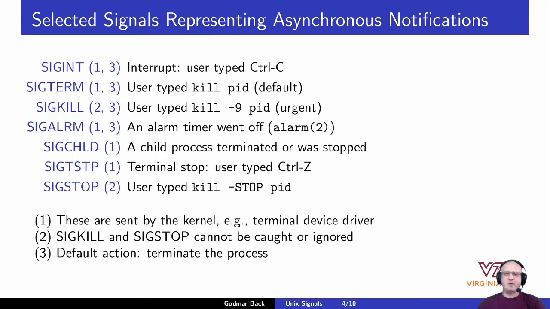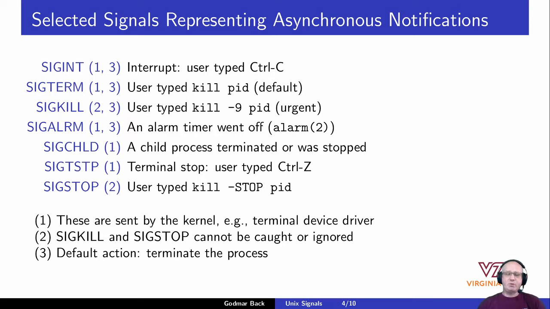The second group of events are the ones that are asynchronous with respect to the running process, right? These externally generated events. Let's look at some of them. So if the user types Control C on the controlling terminal of a process, that results in SIGINT, the interrupt signal, delivered to this process. And the default action here is to terminate that process as well. This is how Control C works.